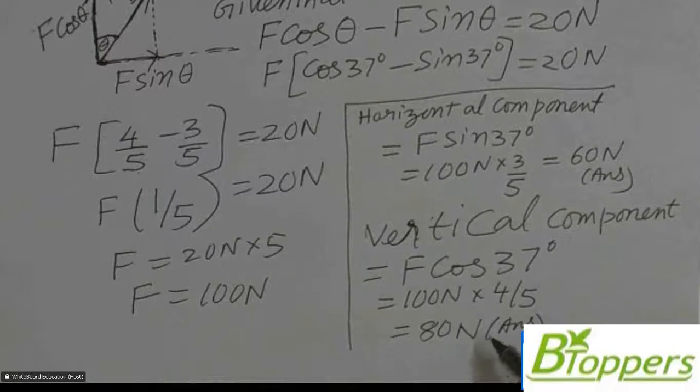So in the next class, I am going to discuss about the addition of two vectors in terms of their rectangular components. That means I am going to discuss how the components of resultant vector can be expressed in terms of the components of the two vectors in the next class.